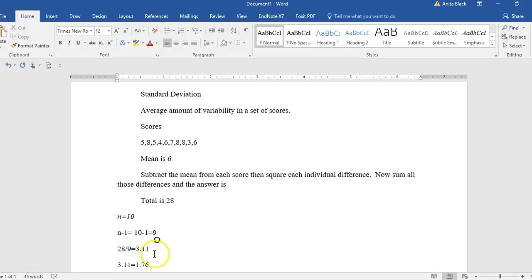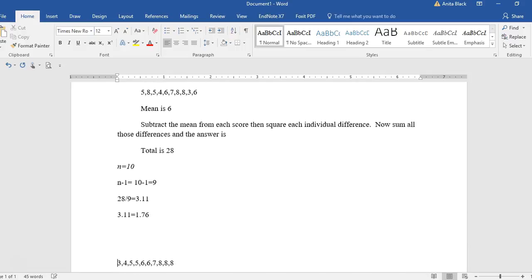Then what we do is we find the square root of 3.11. The 3.11 is actually the total variance among these scores up here. But when we square root that variance, we come up with 1.76. Ta-da! That is our standard deviation.